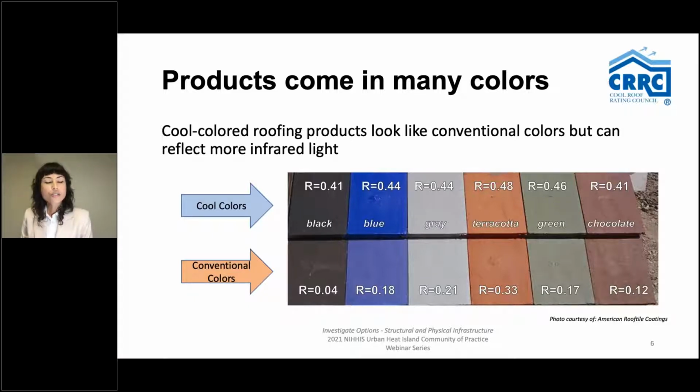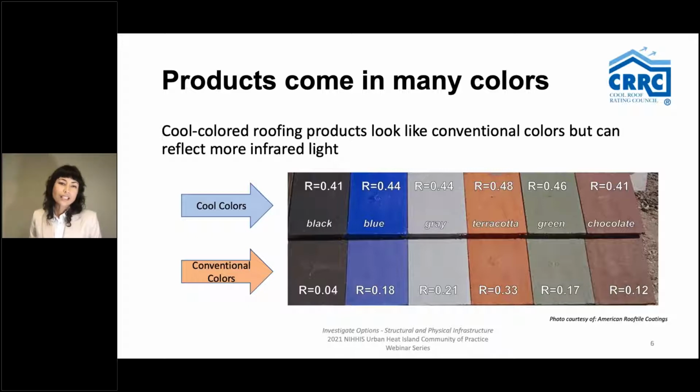So on the screen here, you can see that the colors on top are categorized as cool colors, whereas the colors on the bottom are their conventional counterparts. So using black as an example, that particular black color uses a reflective pigment to achieve a solar reflectance of about 0.41 or 41% reflective, whereas the traditional black color below it achieves a much lower solar reflectance.